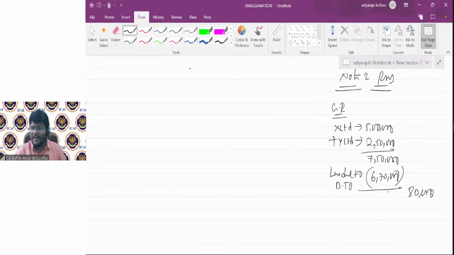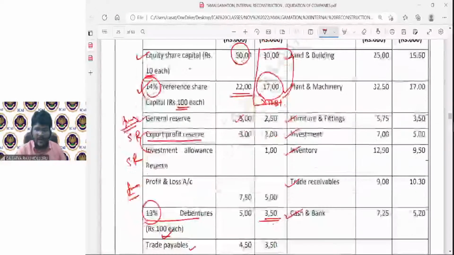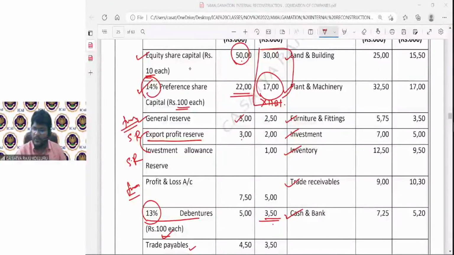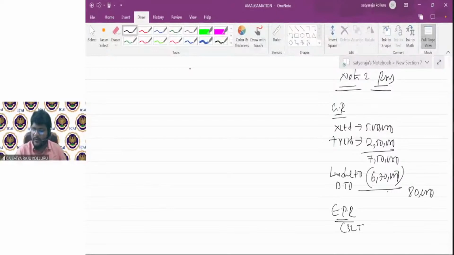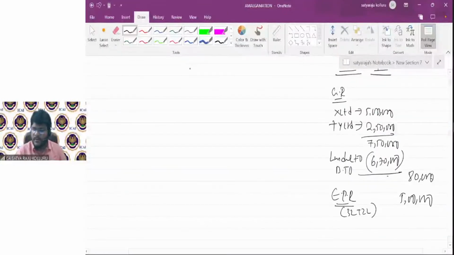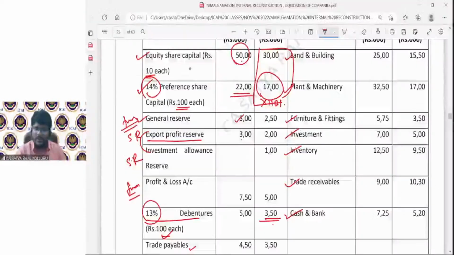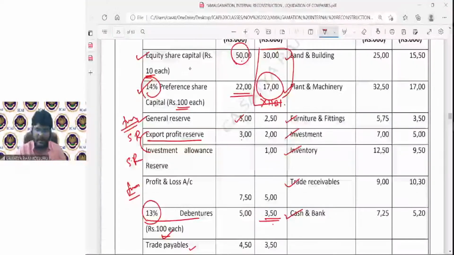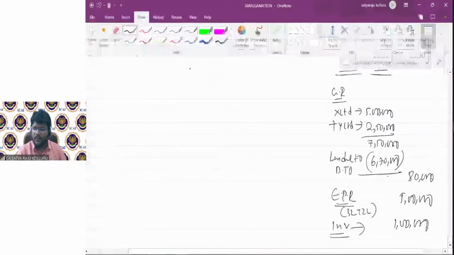Remaining all reserves, line by line addition. Come to export profit reserve. Directly I am just adding 3 lakhs plus 2 lakhs, which is 5 lakhs. Next, investment allowance reserve. X Limited doesn't have it, only Y Limited has it, so you can directly show the 1 lakh. Next, P&L account, line by line addition, 7,50,000 plus 5, 12,50,000.